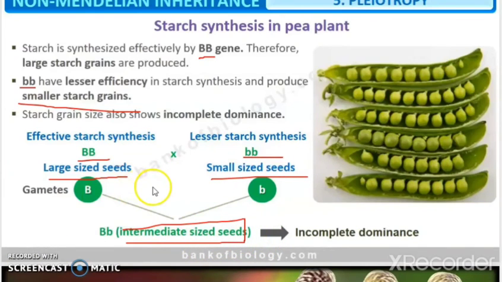Okay, so this is about the non-Mendelian inheritance, children. So I hope you are clear with codominance and incomplete dominance, and I hope you are clear with dominance also, which was Mendel's experiment. So please read your textbook properly. If you have any doubts you can ask me. So please go through it.